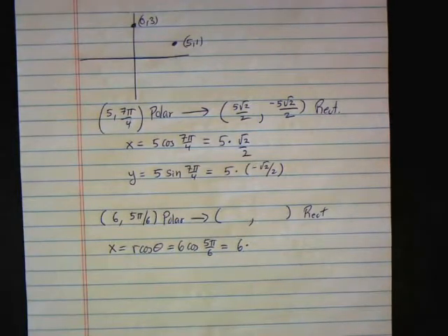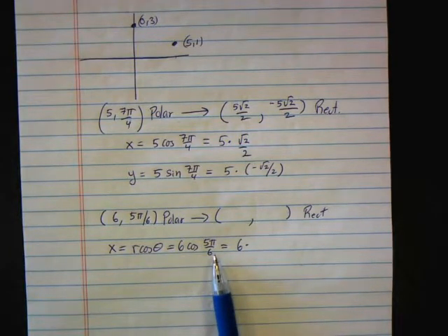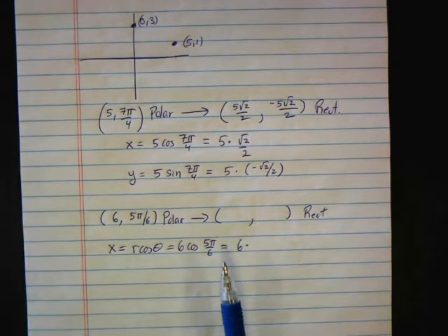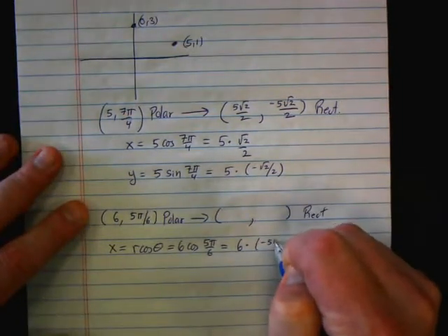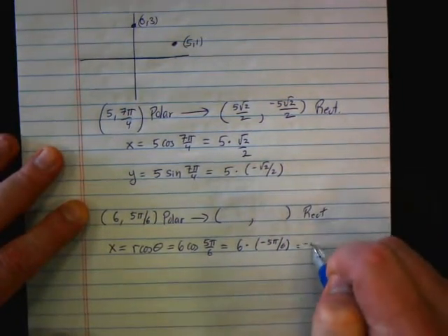That's 6 times something. What's the cosine of 5 pi over 6? What's the reference angle for 5 pi over 6? Pi over 6. What's the cosine of pi over 6? Square root of 3 over 2. So it's either positive square root of 3 over 2 or negative square root of 3 over 2. Negative. Why negative? Because 5 pi over 6 is in quadrant 2. That's a negative number. So that's negative 5 pi.